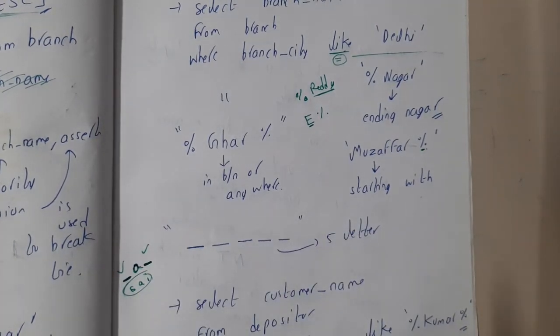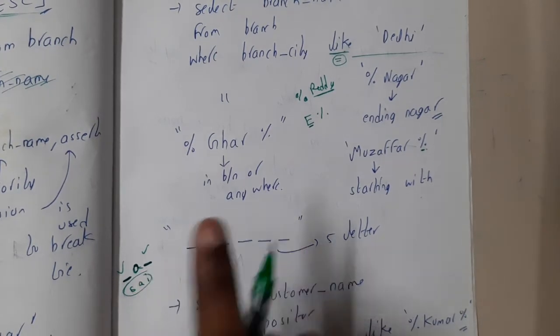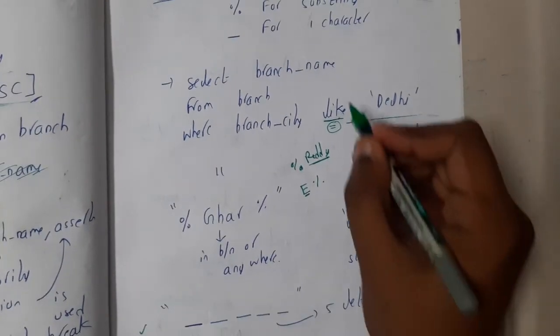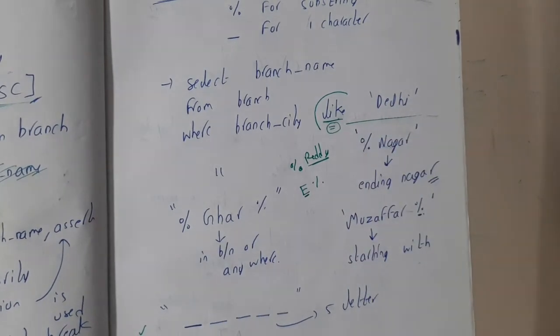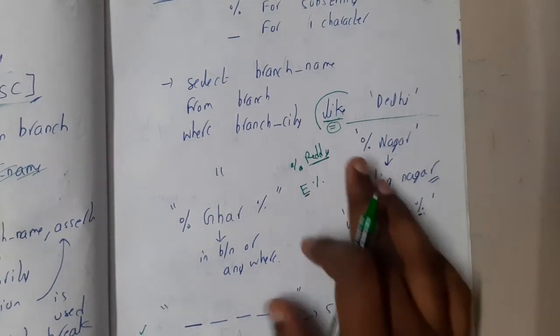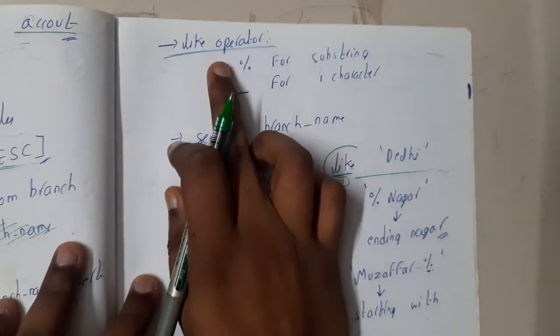Mostly these operators are used only with LIKE, guys. You cannot write equal to and try using them. There must be a LIKE, and that is the reason why these are called LIKE operators, got it?